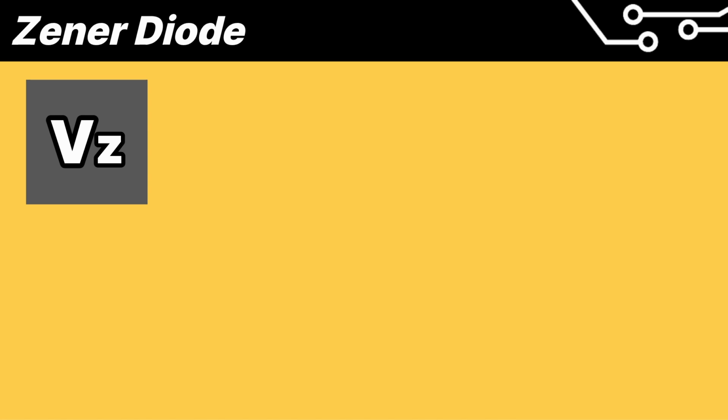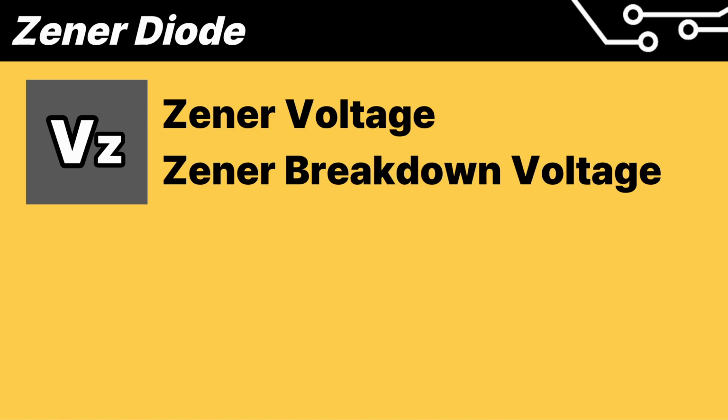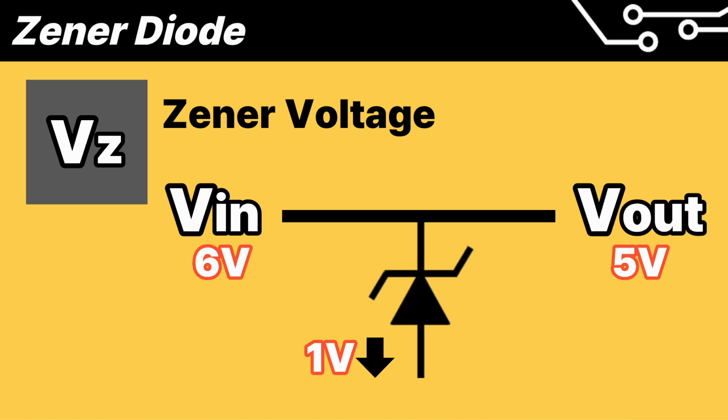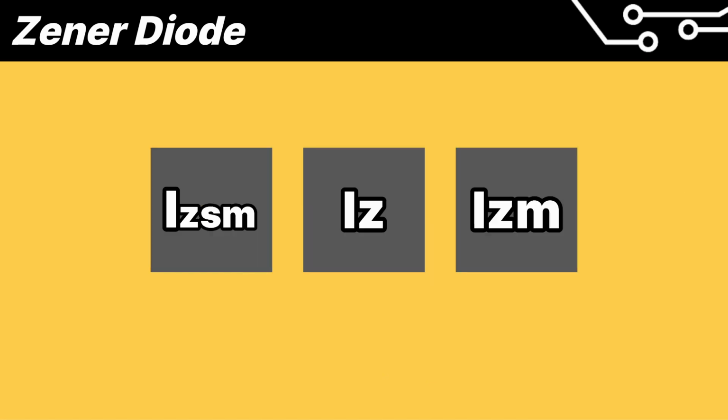This is the part related to voltage. First, this is the symbol for Zener voltage. It means the Zener breakdown voltage and is the most important piece of information. If we assume Zener voltage is 5V, it means that when the input voltage exceeds 5V, the output will be limited to 5V. Next are the current terms.